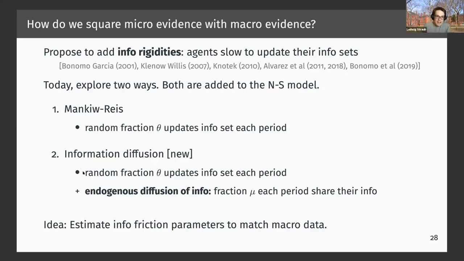We're going to feed in informational rigidities in 2 ways. The first one is a Mankiw-Reis style informational rigidity, where we assume that every period a random fraction theta of people is able to update their information set and learn about any shock that has happened in the past. Whereas the other agents, the 1 minus theta others, do not get an updated information set.